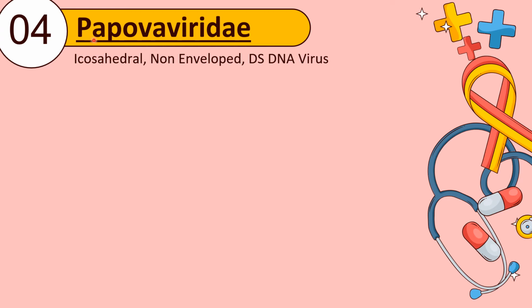The Pa from papillomavirus, Po for polyomavirus, and Va for vacuolating agent, which is the effect of SV40, a primate virus that causes vacuolization of infected epithelial cells. However, for the purpose of discussion today, we will be only discussing papillomavirus and polyomavirus, which are the ones infecting humans.